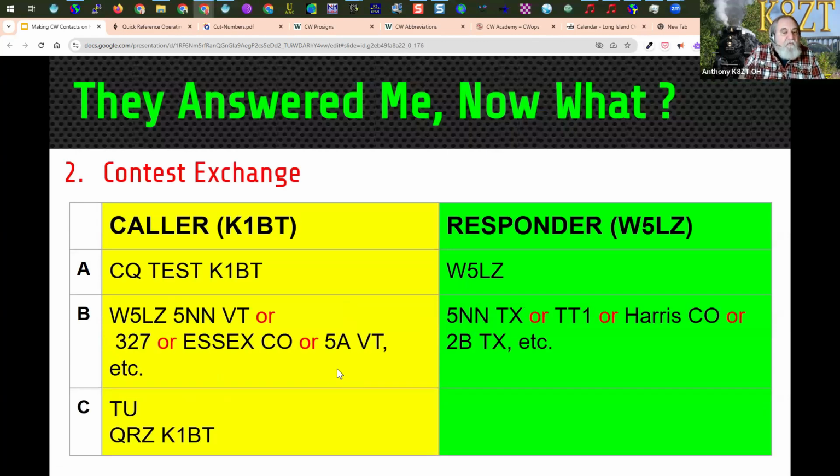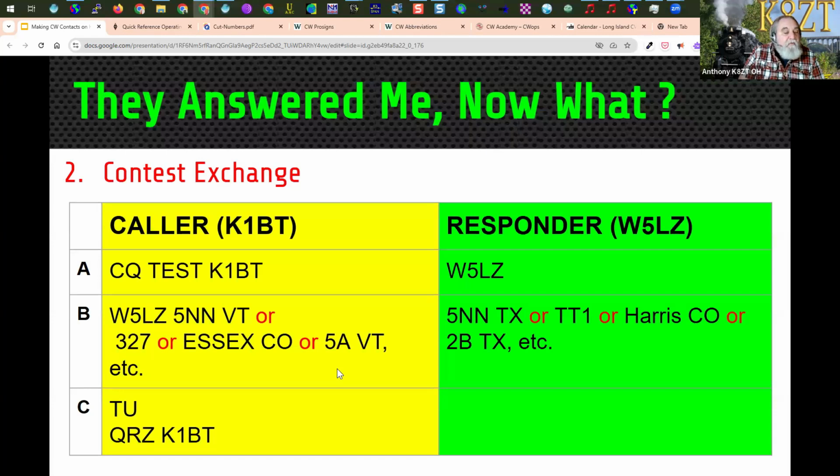Here's a contest exchange, very similar. Short again: CQ test, K1BT, W5LZ, W5LZ, 5NN, VT if it's the state, or 327 if it's a serial number, or if it's a state QSO party, X6 County, although he wouldn't send it that way, he would send the abbreviation if it was the state QSO party, so he'd send ESS.